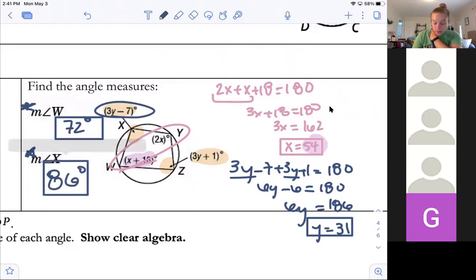Now, these two angles don't have to be supplementary because they're next to each other. X and Y are next to each other on my picture. They're not opposite across from each other, so they don't have to add up to 180. So technically there's no checking I can do right now unless I also found Y and I also found Z.